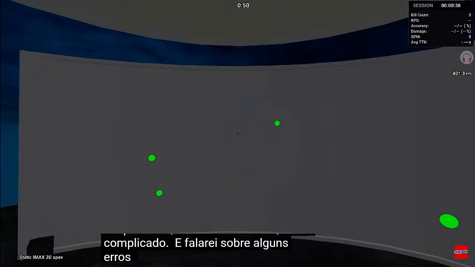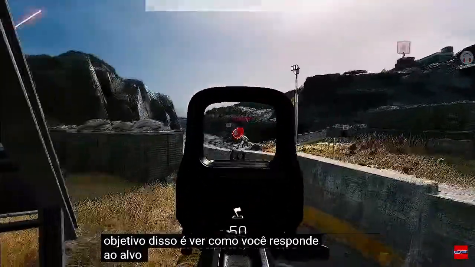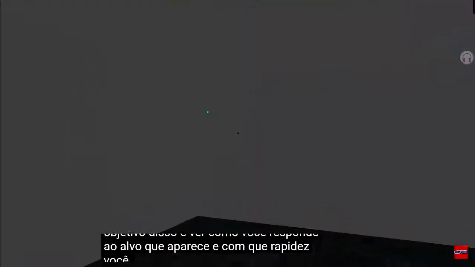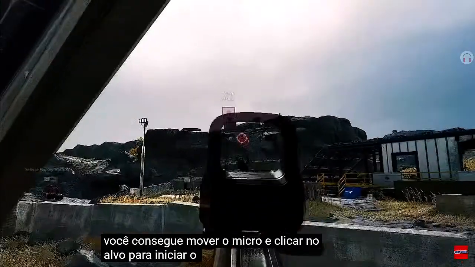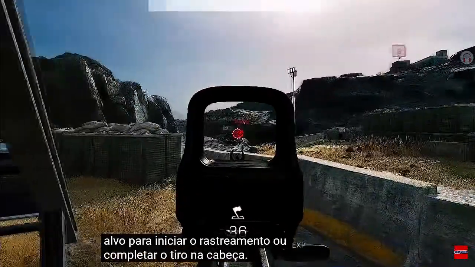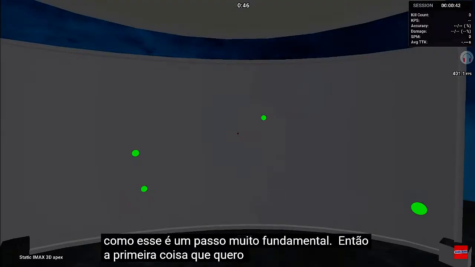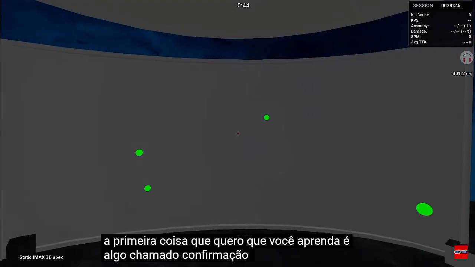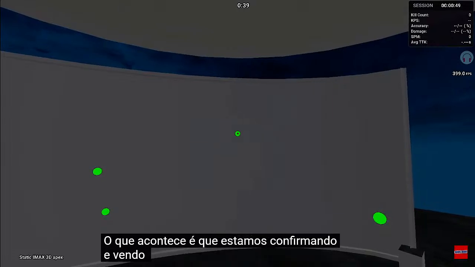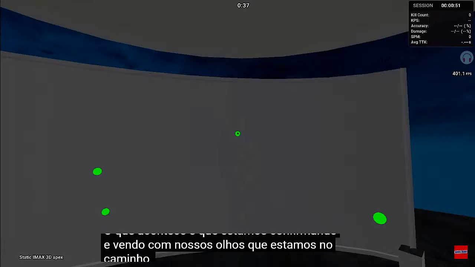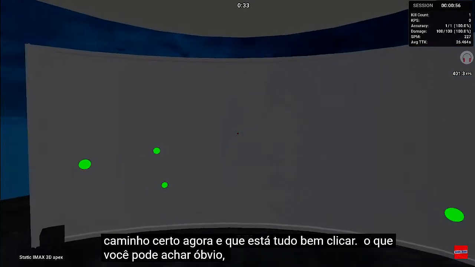And I'll talk about some common mistakes you'll probably make. The point of this is to see how you respond to the target appearing and how quickly you can flick, micro, and click that target to either begin the tracking or complete the headshot. You can see how that's a very foundational step. So the first thing I want you to learn is something called visual confirmation. This is where we confirm with our eyes that we are on target and it's okay to click. Which you may think is obvious, but it's really not.